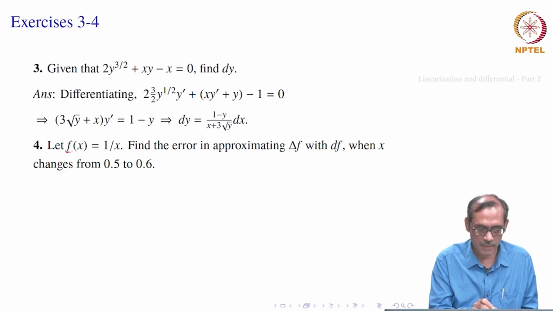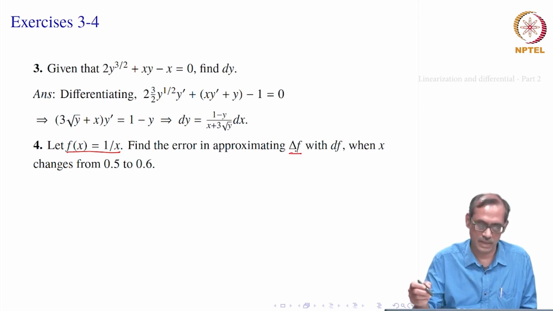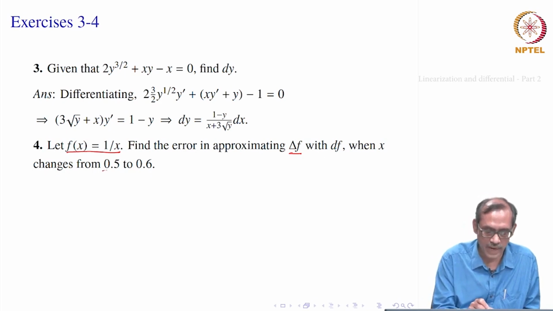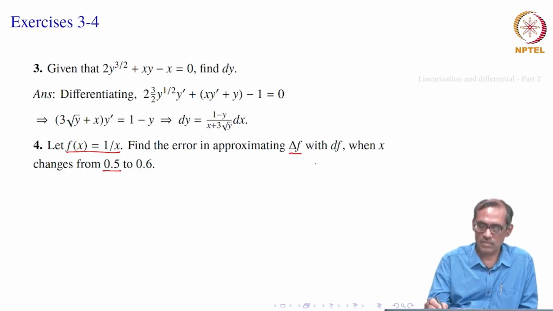We have the function f of x equal to 1 by x. We want to approximate the increment delta f at any point x with the differential df. Now, it is not abstractly at any point, but at some particular point, say x equal to a equal to 0.5. So, that means you have the point x equal to a for this function, where a is equal to 0.5. We say that this point changes to 0.6. So, which means your delta x equal to 0.6 minus 0.5, which is 0.1.